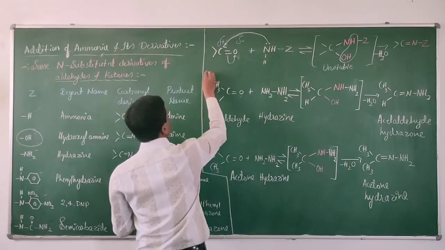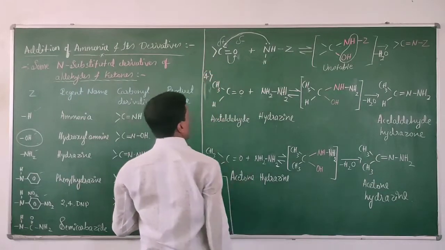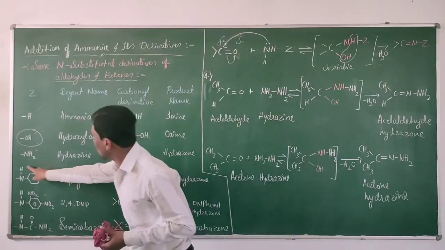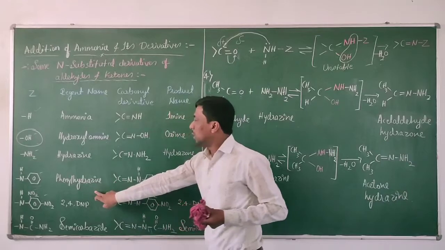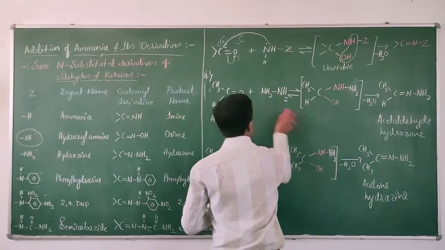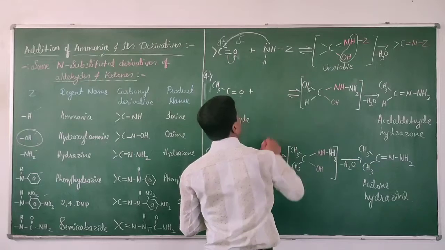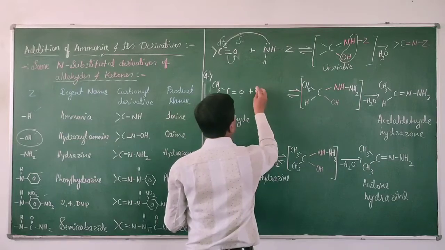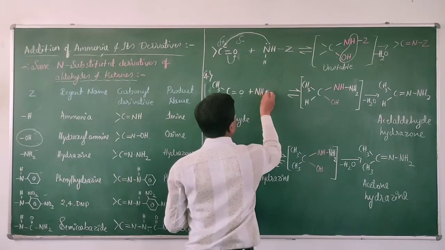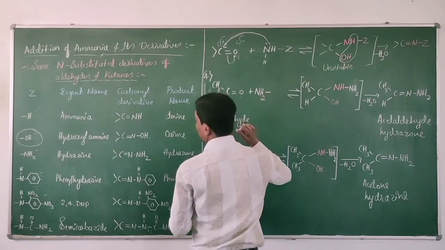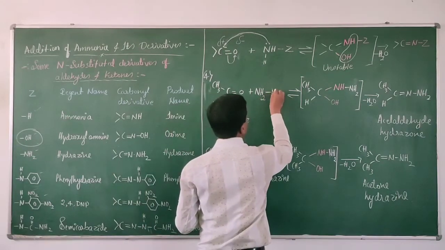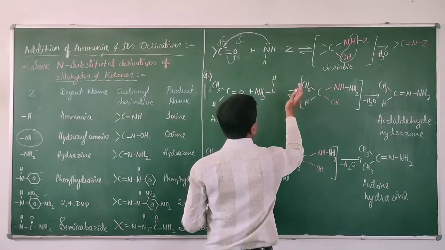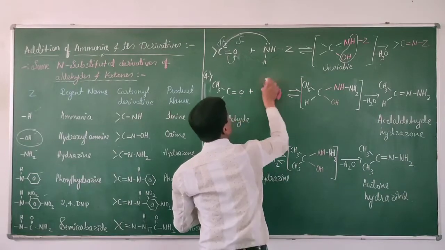Now let us see. In the place of Z, we should write what? This whole thing. Then the name of the reagent becomes phenylhydrazine. I will write here. NH2, write that reagent.